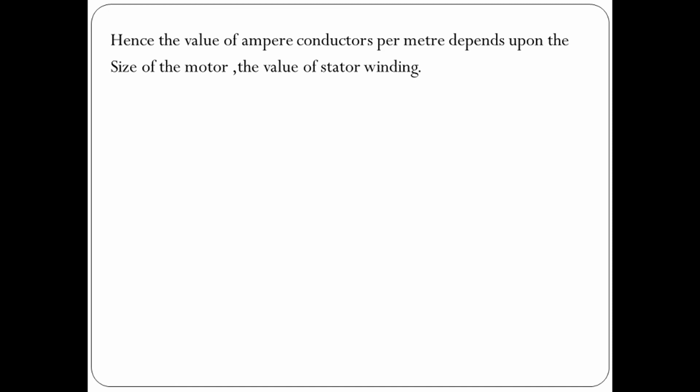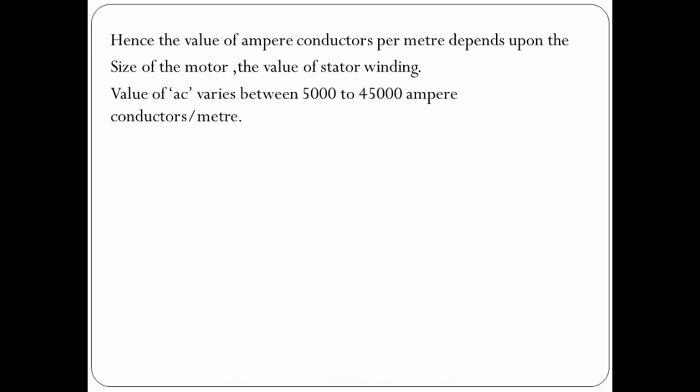Hence the value of ampere conductors per meter depends upon the size of the motor and the stator winding. The value of AC varies between 5000 and 45,000 ampere conductors per meter for a typical induction motor. So we have to choose the value of AC between 5000 and 45,000 ampere conductors per meter.